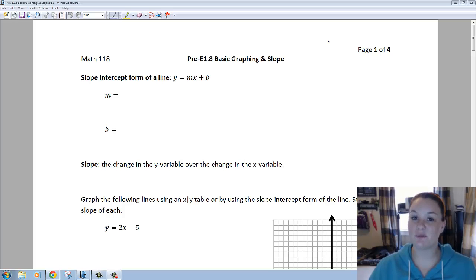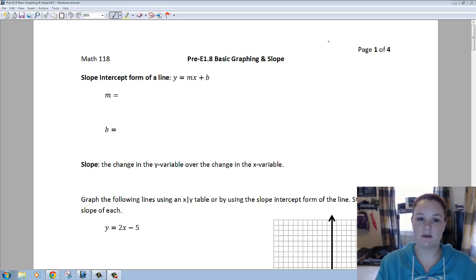So this is our Pre-E1.8 assignment, which is just basic graphing, okay? I want to just refresh you on what slope-intercept form is, what general slope is, what the y-intercept is, and how to graph just a basic line, okay?